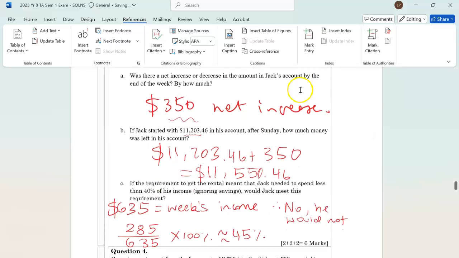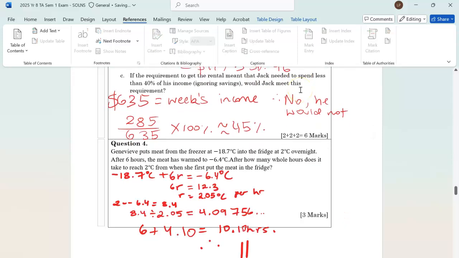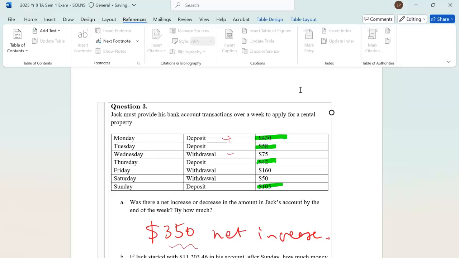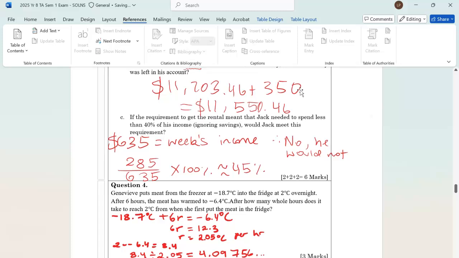If you add these green ones, this one, this one, this one, and this one, you'll find that it comes to 635.